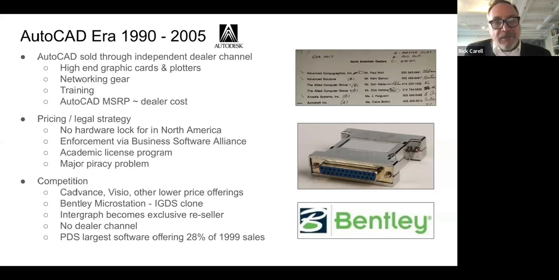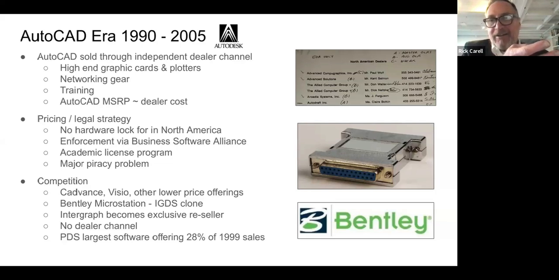And from a pricing standpoint, they made a decision that there'd be no hardware lock. You used to put this hardware lock on the parallel port, the LPT1 parallel port of your printer, and that's how you controlled for piracy. So there was no hardware lock in North America. And the enforcement was basically through shaming people through the Business Software Alliance. They also had an academic license program where you could get an academic license for like $500.